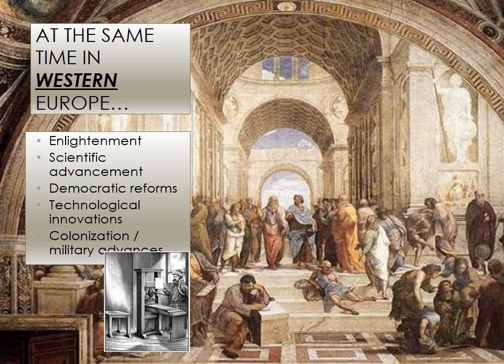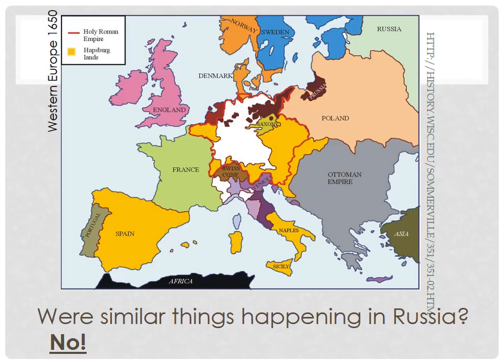Just to reiterate and remind you that these people are neighbors, and the juxtaposition of what's happening. So were the same things happening in Russia? No, absolutely not. Okay. So this is Western Europe in 1650.